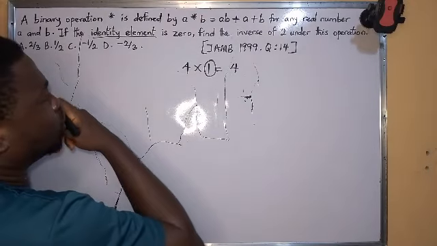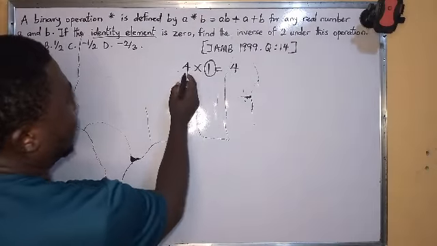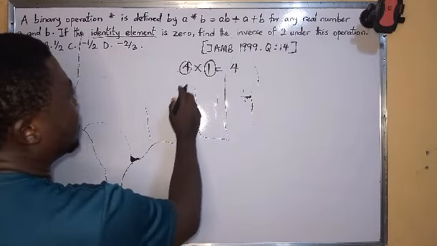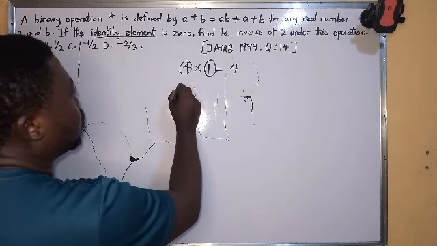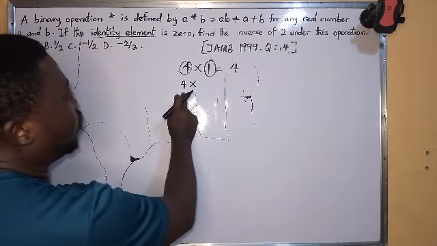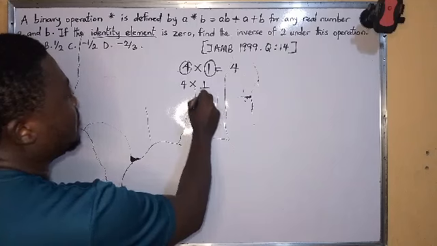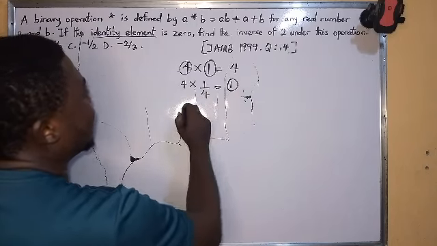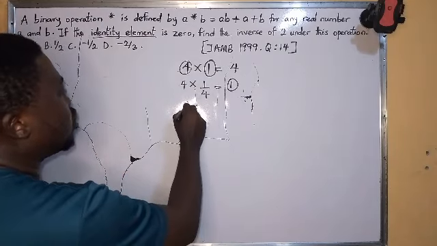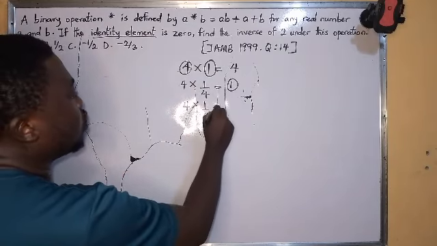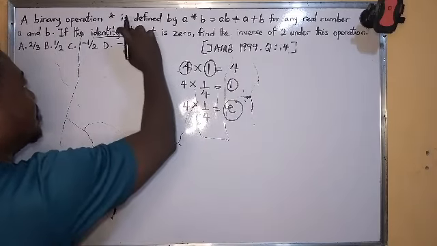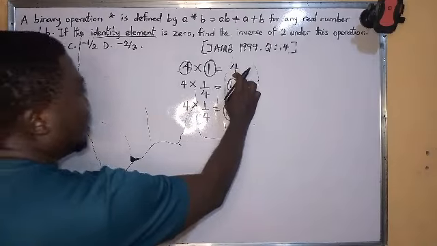And for us to be able to get 1, if one of the values is 4, we have to multiply 4 by the inverse of 4, which is 1 over 4. If you multiply 4 times the inverse, you get your identity element. The identity element is represented by E. So 4 multiplied by 1 over 4 is equal to E. This E is our identity element in binary operation, which is represented by 1.